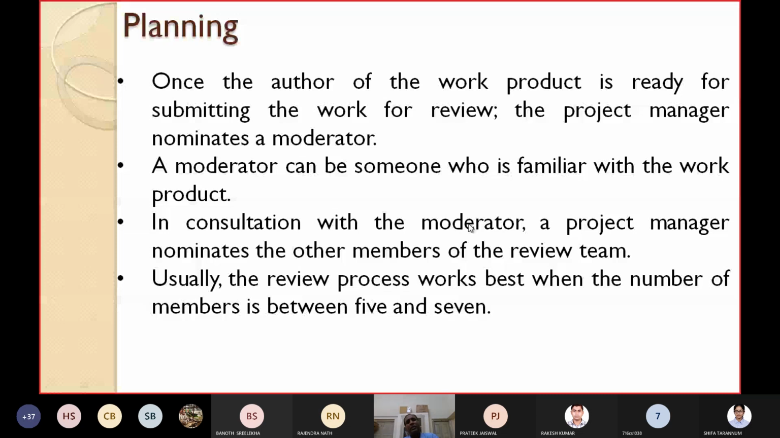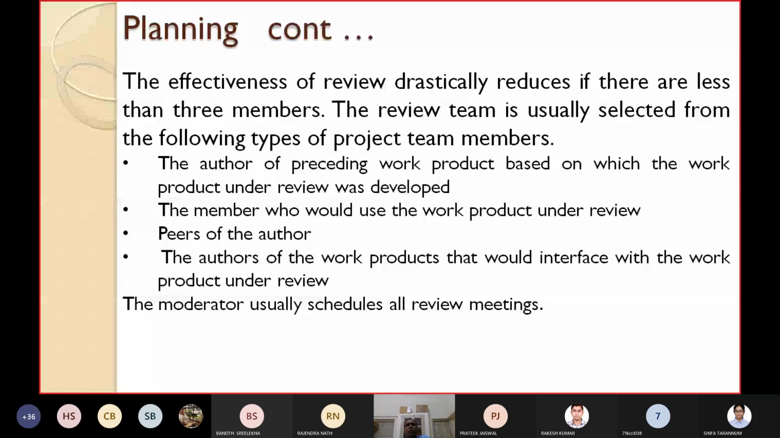Usually, the review process works best when the number of members is between 5 and 7. So normally in a project review team, 5 to 7 members are there. The effectiveness of a review drastically reduces if there are less than 3 members. So normally it should be 5 to 7. Similarly, the review team is usually selected from the following types of project team members. So the 5 to 7 members can be taken from the following types of project team members.